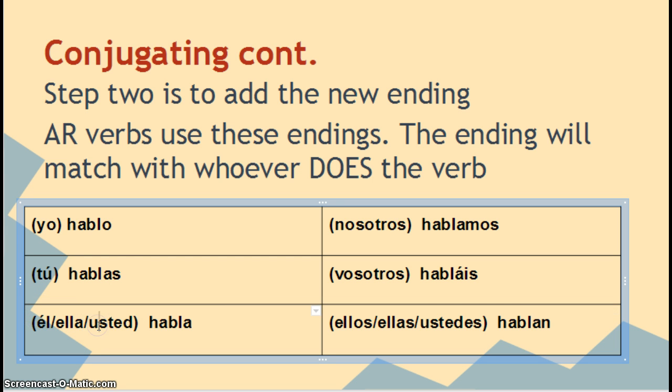usted, you formal. Okay, so the difference between tú and usted is just the formality. Tú is informal, usted is formal. Nosotros is we, vosotros is you all, but only in Spain. Ellos is they, a group of boys or a mixed group. Ellas is they, a group of girls. And ustedes is you all, anywhere other than Spain, or in Spain it's you all formal. Okay, so my endings are o, as, a, amos, áis, an for an AR verb.